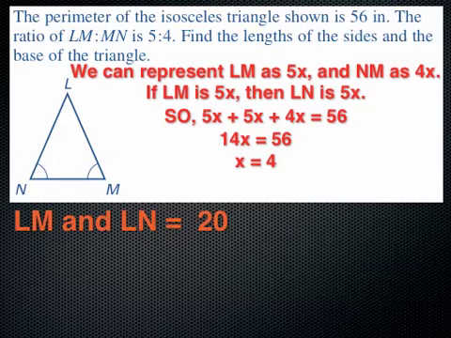They asked me to go ahead and find the lengths. Because x equals 4, the length of LM and LN would be 20, and the length of NM would be 16.